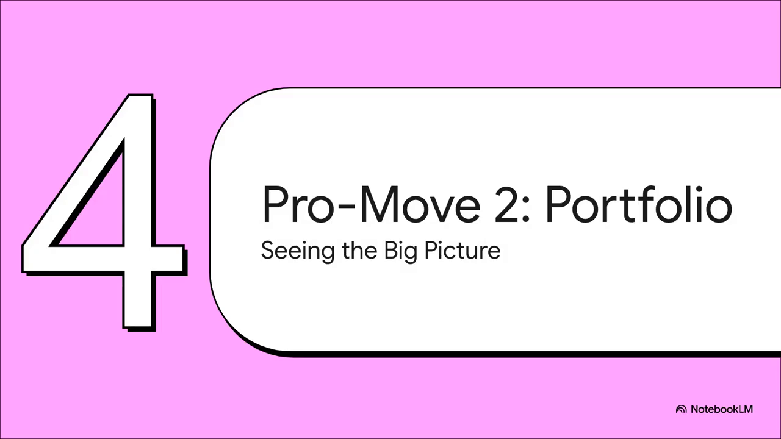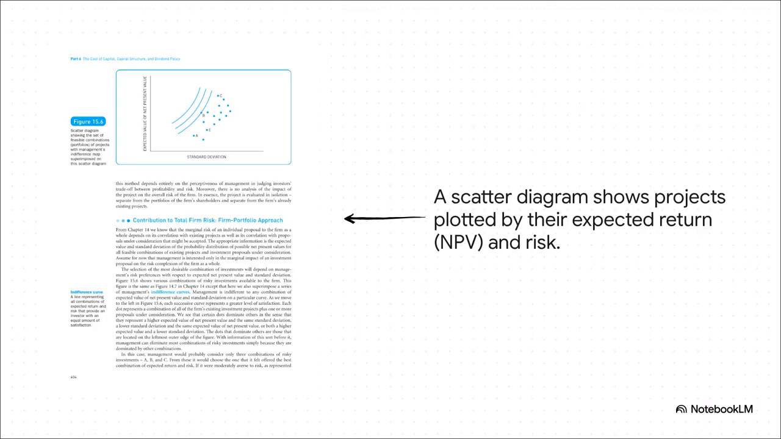All right, time for pro move number 2. We're going to start thinking like a portfolio manager. Instead of just looking at one project in a vacuum, we're going to see how it fits into the whole big picture of the company. So imagine we plot out all our potential projects. The further to the right, the riskier they are. The higher up, the better the return.